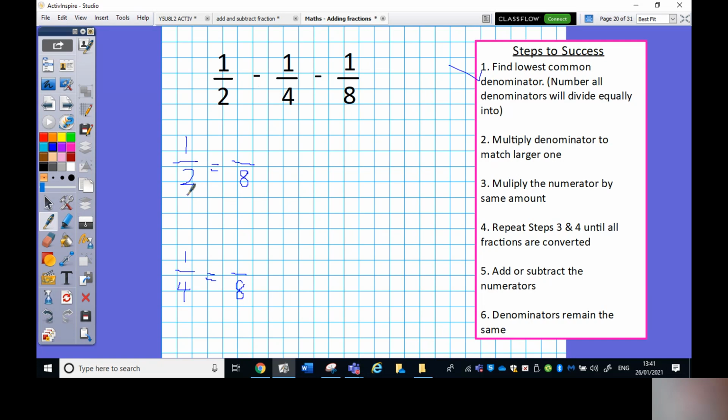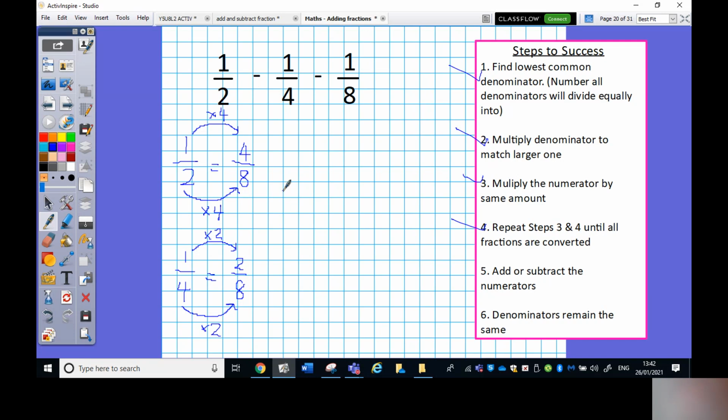Multiply the denominator to match the larger one. So what must I do to 2 to get 8? Well done. Multiply by 4. Now what do I need to do to the numerator? Good. Multiply by 4 as well. Okay, so what's my answer? Excellent. 4/8. I need to repeat steps 3 and 4 until all fractions are converted. So I need to do this one too. 4 to 8 equals, tell me? Good, multiplied by 2. And then my numerator. Excellent, well remembered, multiplied by 2. So my answer is 2/8.